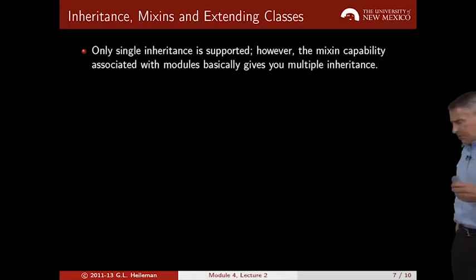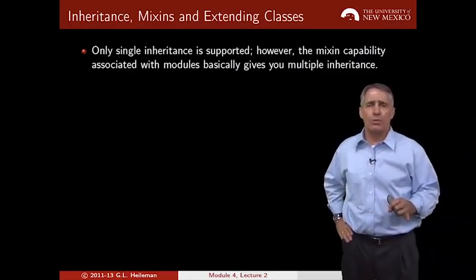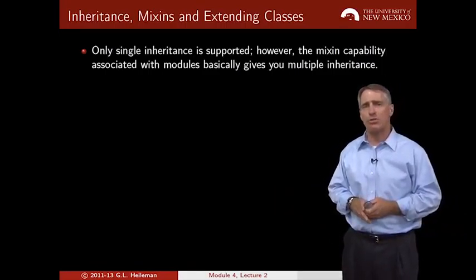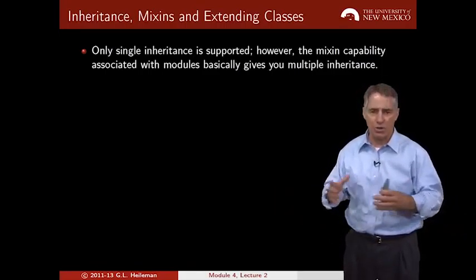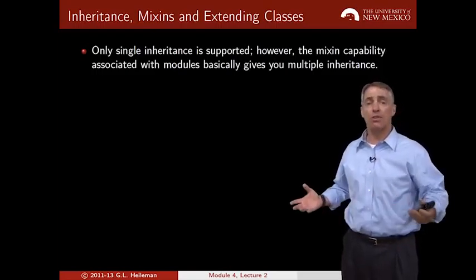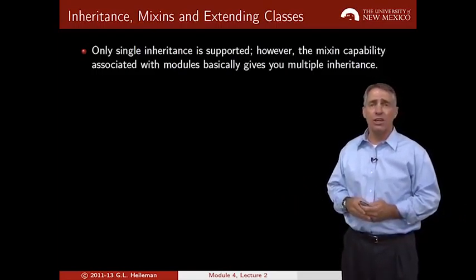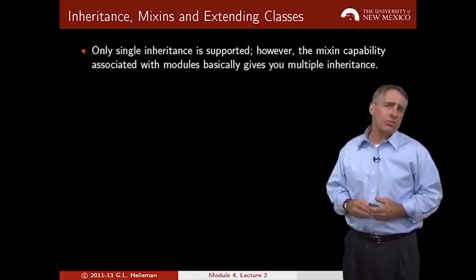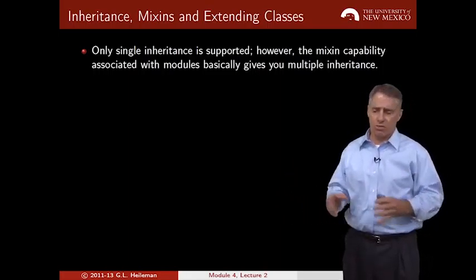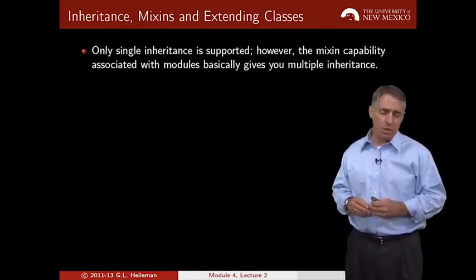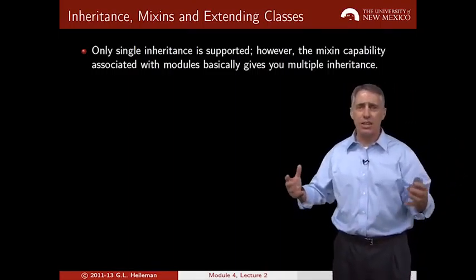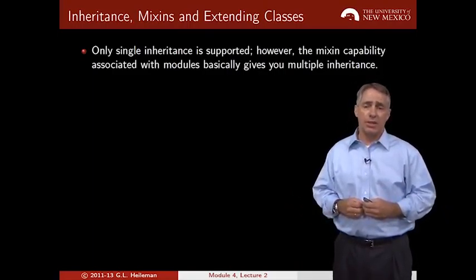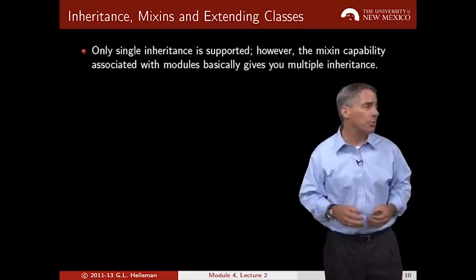Now, there's only single inheritance in Ruby, and having programmed in object-oriented programming languages for a long time, I can tell you it's very rare that you need multiple inheritance. In fact, I've never needed to use multiple inheritance on any code that I've written. So I think this is one of the reasons it was decided that you were just going to support single inheritance. If you really need this ability to mix in a bunch of objects, there's this mix-in capability that gives you essentially multiple inheritance.